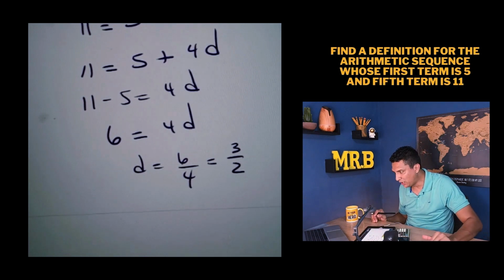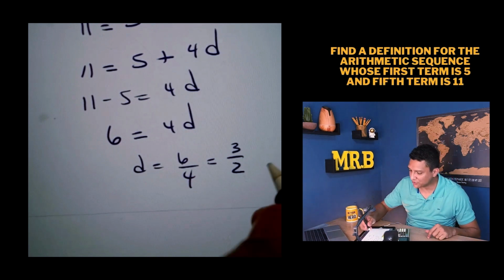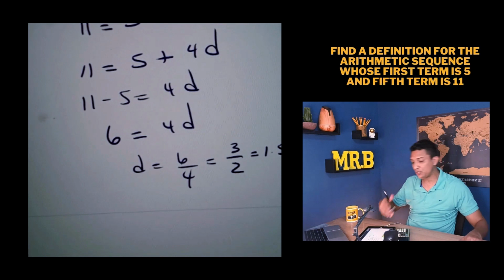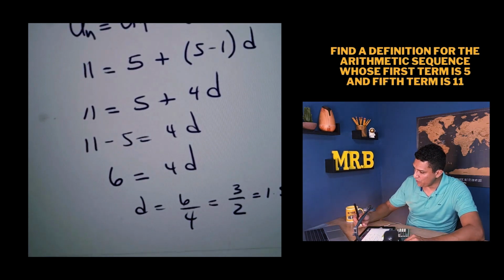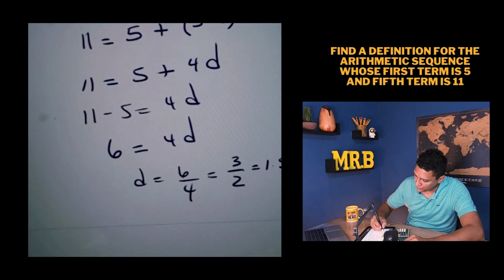So notice that the common difference is 3/2. If you don't feel comfortable working with fractions, remember that that is 1.5. So you can either work with a fraction or with decimals. Now what we're going to do is take this common difference that we found and the first term in order to answer the question.